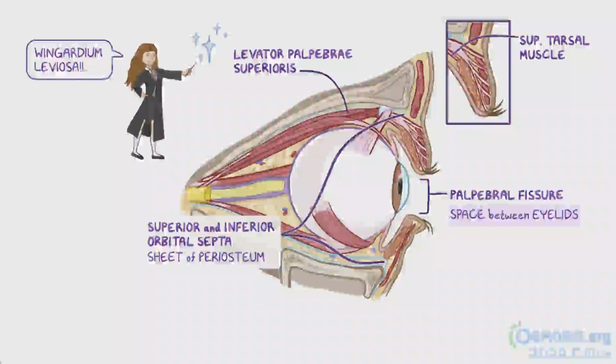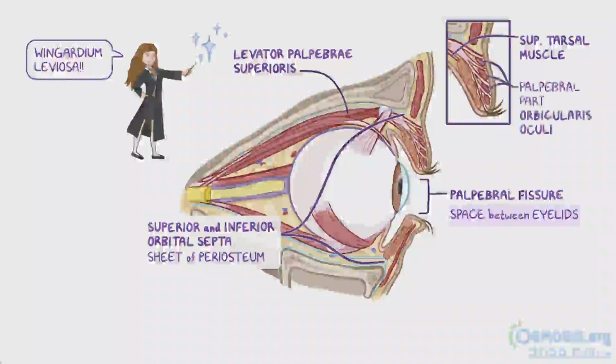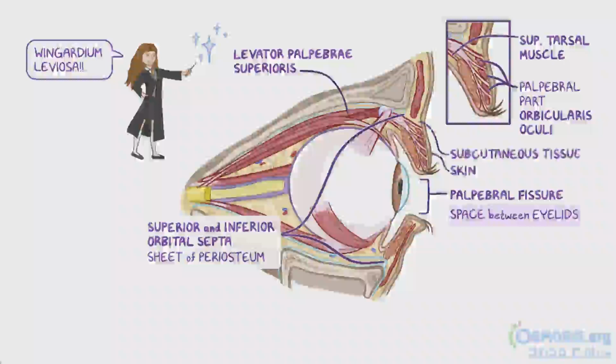Moving on each eyelid, there's the palpebral part of the orbicularis oculi muscle, right before the tarsi and the orbital septa, and this muscle is in charge of gently closing the eyes. And finally, the most superficial layers of each eyelid are the subcutaneous tissue, and last but not least, the skin.